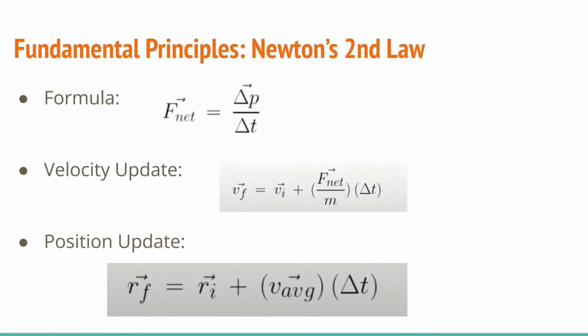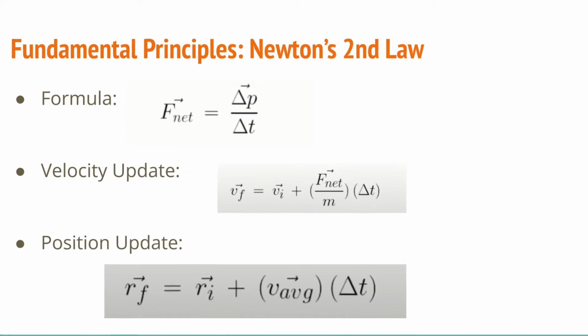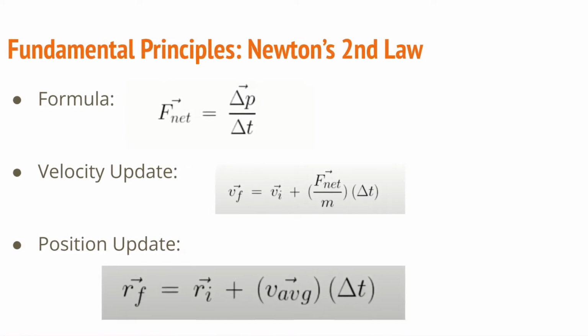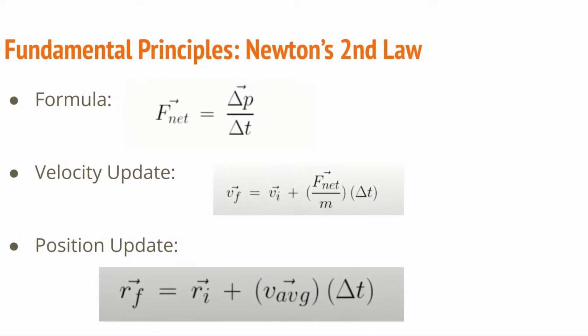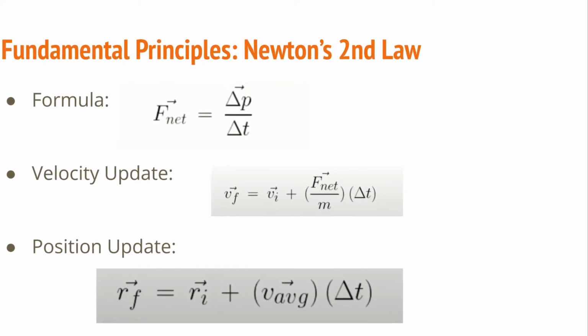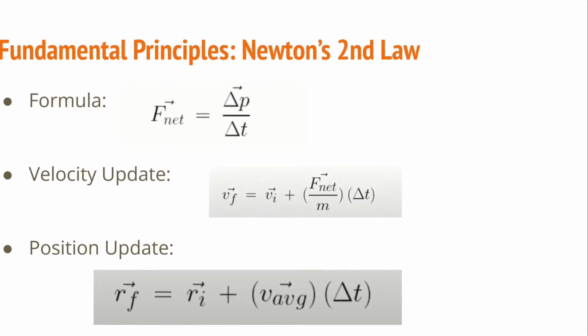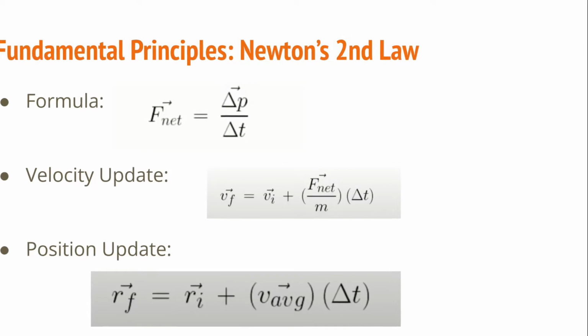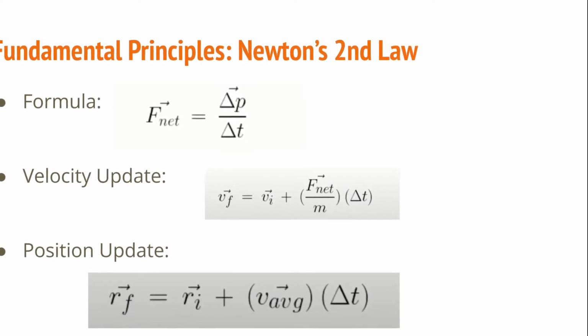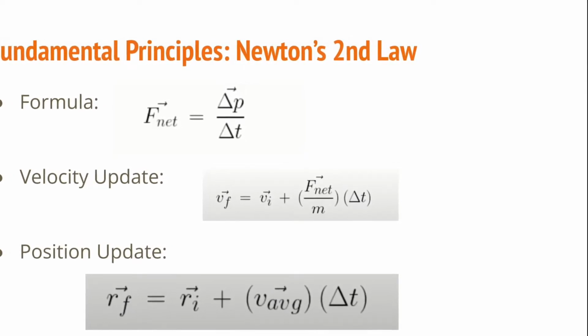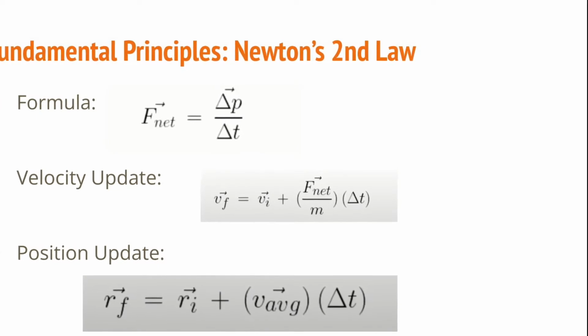The first key concept in this lab is Newton's second law, which says the net force acting on an object is the change in momentum divided by the change in time. When we're looking at the motion of an object, we can manipulate this formula to get the velocity update formula and the position update formula. The velocity update formula relates the velocity of an object to the force acting on the object, and the position update formula relates position and average velocity.